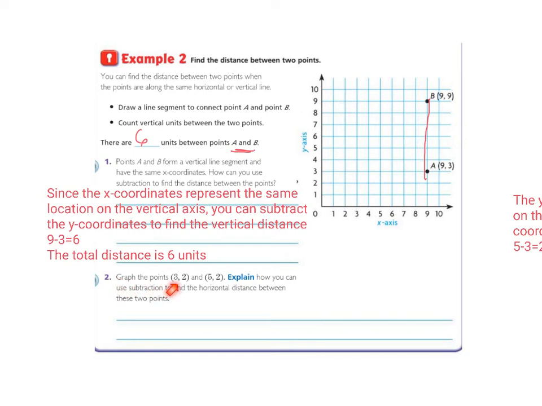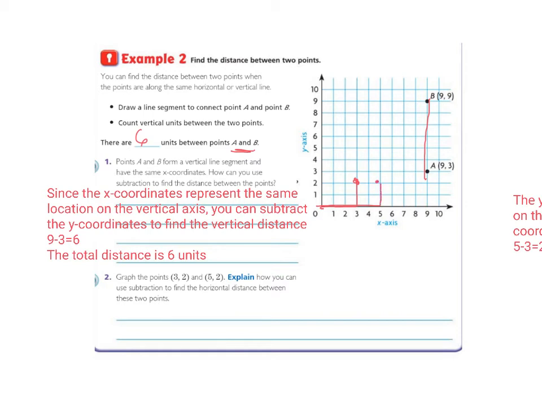So now let's graph the points (3, 2) and (5, 2), and we're going to explain how to use subtraction to find the horizontal distance. All right, so let's plot those points first. So 3, so that means I'm going to go over 3, and then I've got to go up 2. So my first point is going to be there. Okay, and the second one is (5, 2). So I'm going to go over 5, and I'm going to go up 2.